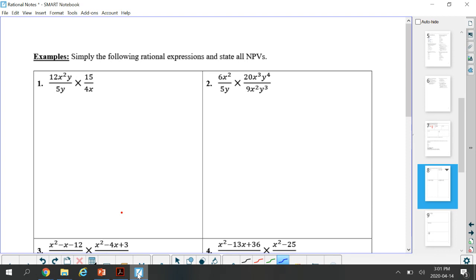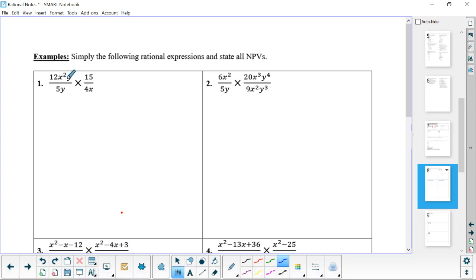Let's do a few examples. Our first example is 12x squared y divided by 5y multiplied by 15 by 4x. So here, I'm going to simplify our y's first. In the numerator, I have 1y, and in the denominator also, I have 1y. So these two y's will cancel out each other. Okay, next. In the numerator, we have x squared. In the denominator, we have x. So 1x cancels out 1x in the numerator. So we will be left with 1x in the numerator.